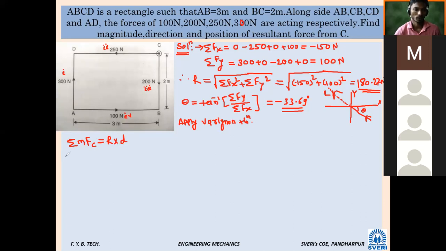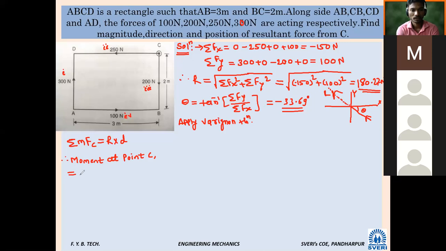So what do we have to find? Moment at point C. Moment at point C equal to, here I will write equal to. Now one by one you have to consider each force at the same time. If that force is inclined, you have to consider both the components.